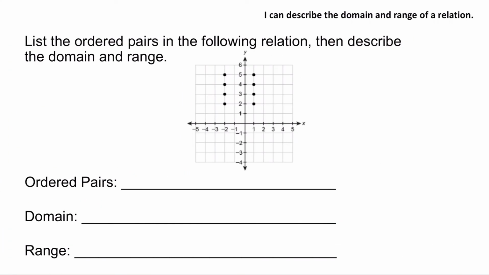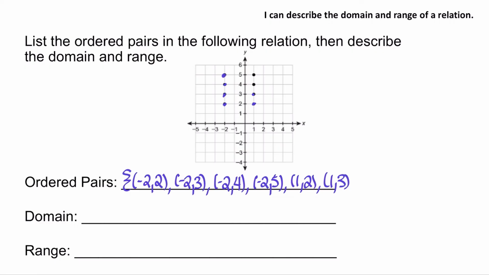So let's list out the ordered pairs in this relation and then describe the domain and range. Here we have a graph, so the coordinates of the points are going to be the ordered pairs. If we list them out, this first point is -2, 2. Then we have -2, 3, -2, 4, and -2, 5. Then we have 1, 2, 1, 3, 1, 4, and 1, 5.